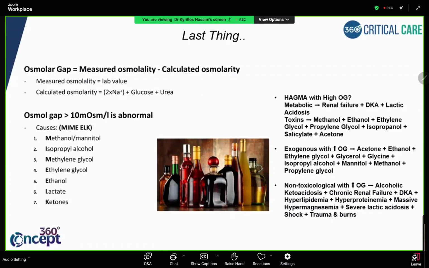You must be systematic. And there is a question that also came about exogenous substances related to increased osmolar gap, which we have here. It's always related to alcohol. And there are also non-toxic substances related with increased osmolar gap, which here include chronic renal failure, DKA, hyperlipidemia, and you can take a screenshot, or we can send you the PDF of this lecture in the group. You will have all the answers.